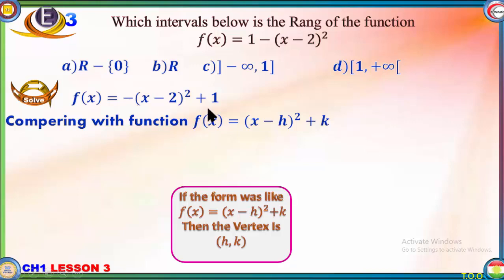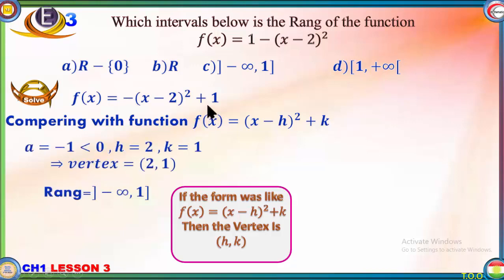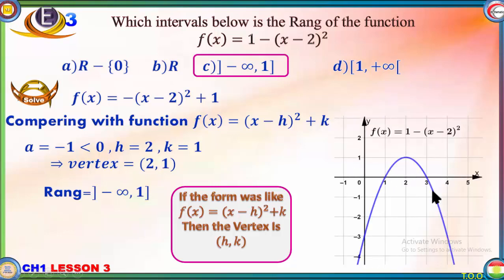Negative infinity to the 1. Then the range is minus infinity to the 1. That means C is the correct answer. If we draw the graph of this function, it's like this. As you can see, the range begins from minus infinity until 1.